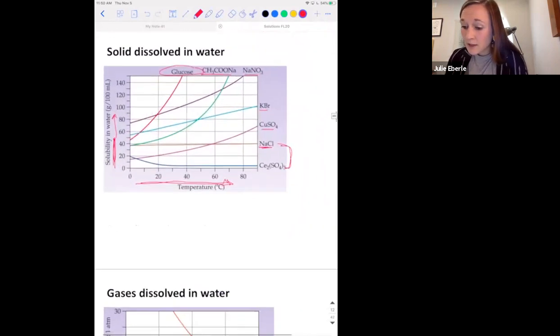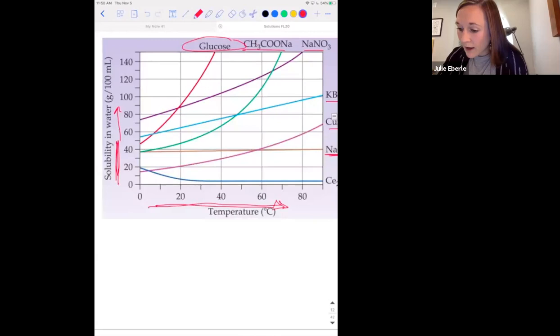And we can read this as well. So if I ask you at 30 degrees Celsius, how much glucose would dissolve in water, could you read that and tell me? Well, glucose is the red line. So we draw a dotted line up until it hits the glucose, about right here. And then we follow it over to the y-axis. Well, guess what? 120 grams per 100 milliliters of water would be dissolved at 30 degrees Celsius. Okay, so that's the solubility.